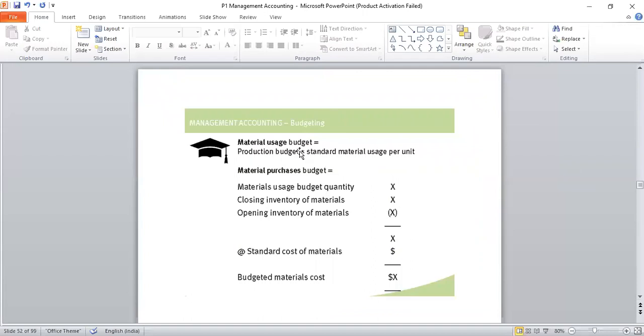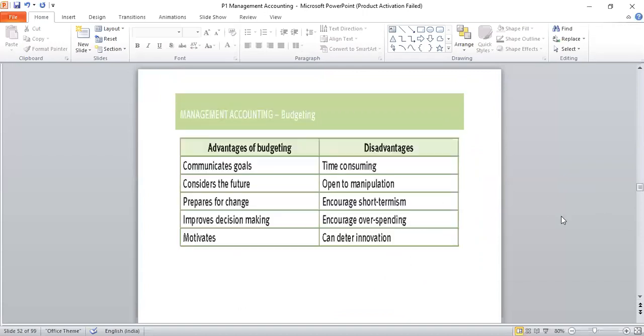How do we calculate material usage budget? It says the material purchases budget is taken as the material usage quantity, closing stock is added, opening stock is deducted, and we multiply into the cost of it. What are the advantages and disadvantages of budgeting? Let's look into what are the advantages and disadvantages.